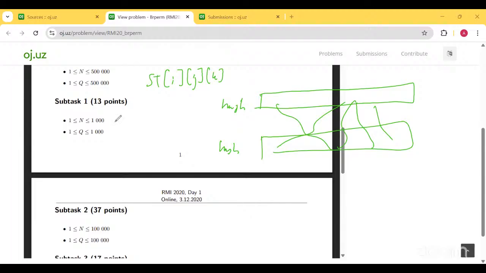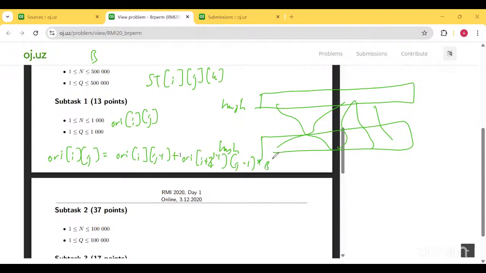And how to find the hash for the original array? It is easier. Hash of original array, we can just do this. And the base is b, for example. Ori[i][j] is equal to Ori[i][j-1] plus Ori[i+2^(j-1)][j-1] times b to the 2 times j minus 1. Is it correct? Okay.